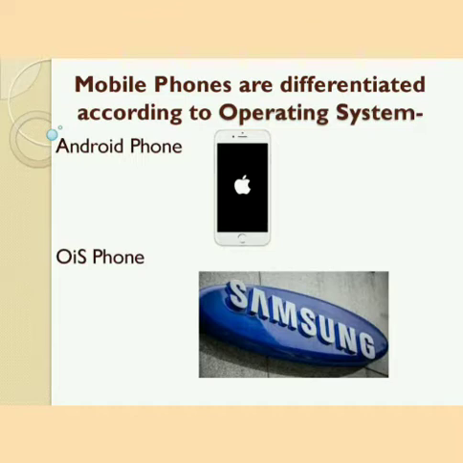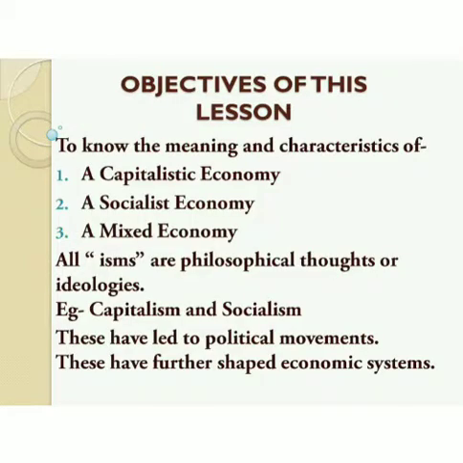So on this basis, there are three types of economic systems. The first one is called a capitalistic economy. The second type is known as a socialist economy, and the third type is known as a mixed economy.